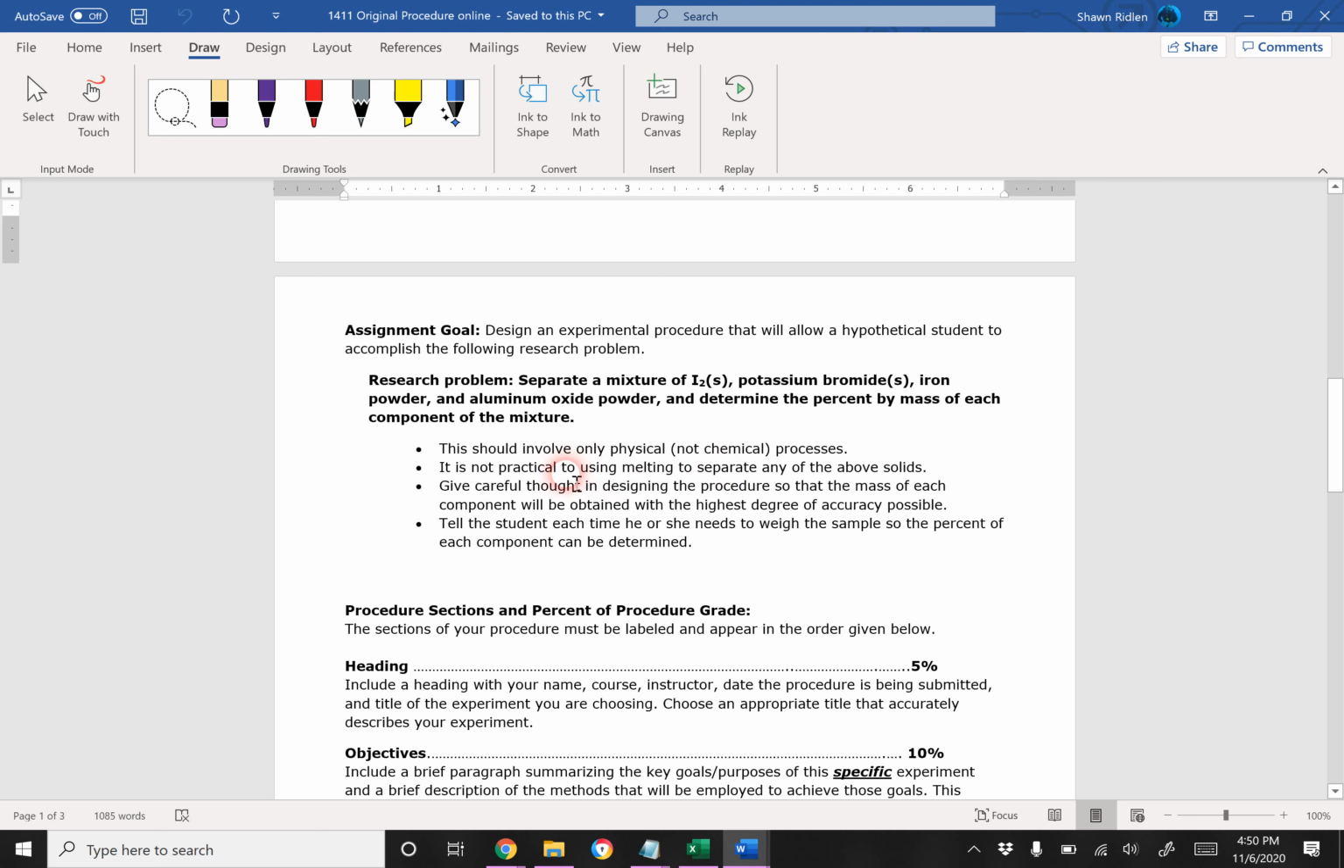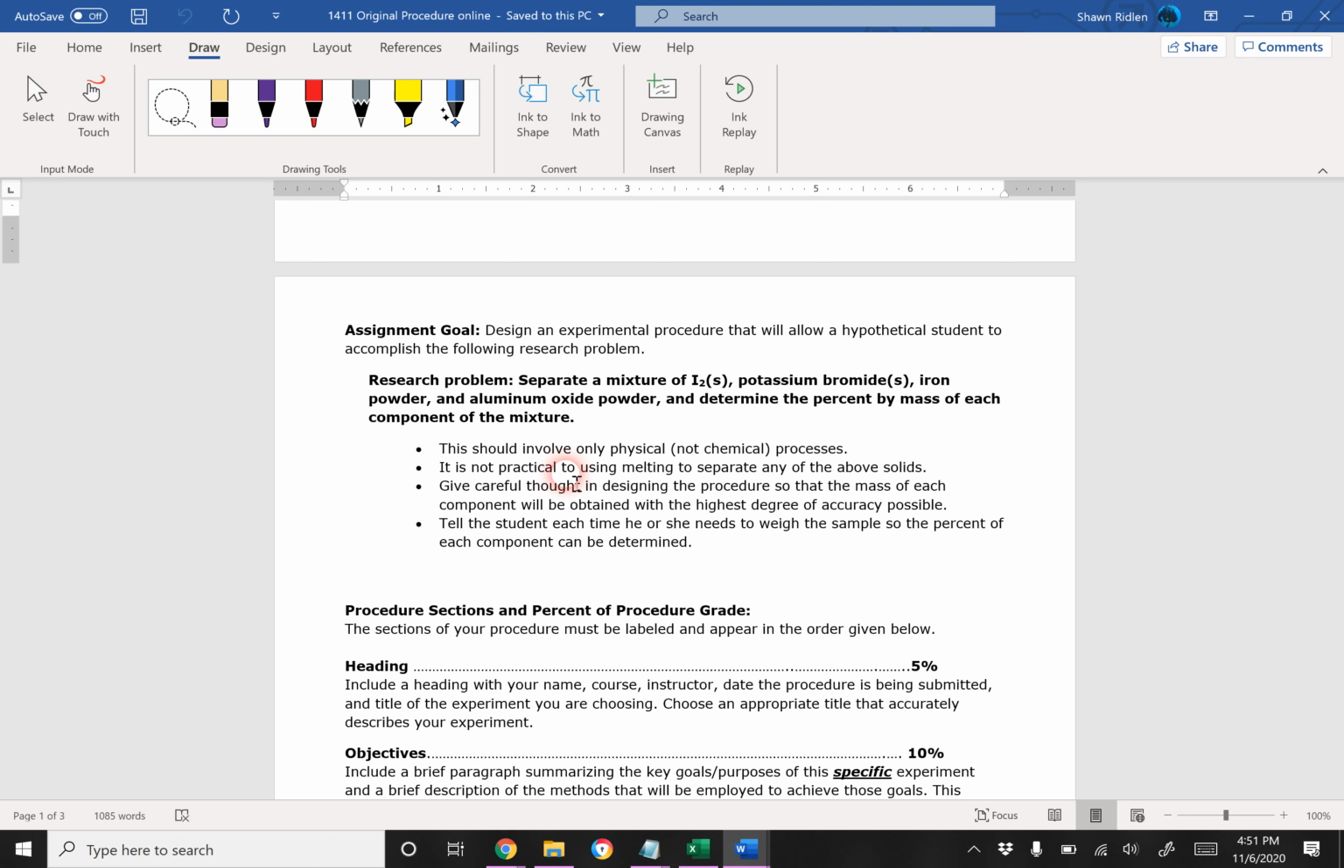Okay, but one thing to point out here is it's not practical to use the melting point to separate any of these solids. So although they do have different melting points, in this particular lab, we're not going to have access to those type of devices. So just think about things that you would have in a normal general chemistry lab. So maybe look back at the separation lab to kind of get a feel for that, and use those techniques.